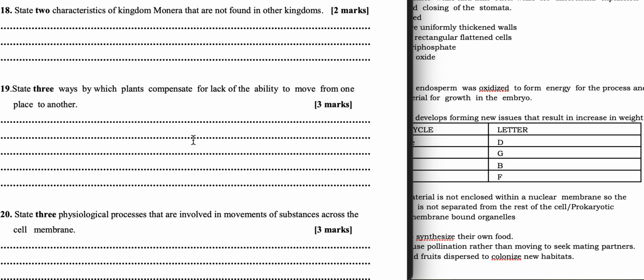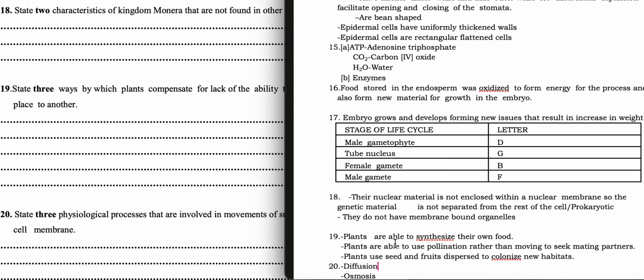Question 19. State 3 ways by which plants compensate for the lack of the ability to move from one place to another. Plants are able to synthesize their own food. Plants use pollination rather than moving to seek mating partners. Plants use seed and fruit dispersal to colonize new habitats.